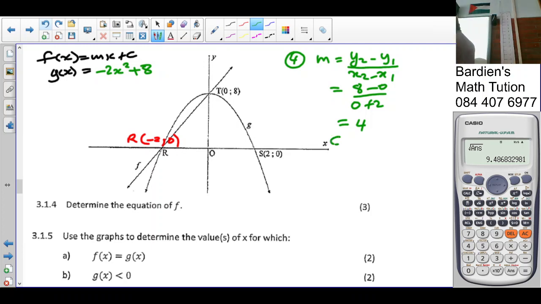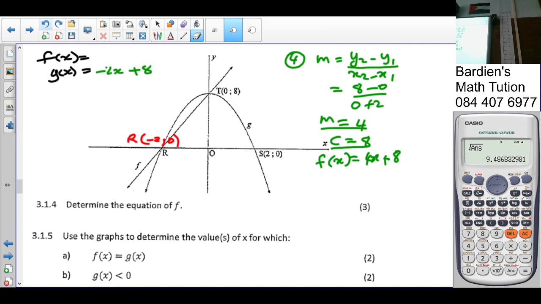But this shows your c value. 8. This was your y-intercept. Not so? So what is the equation? Remember, this question was for the equation. f of x is equal to 4x plus 8. Okay, you guys okay with that?